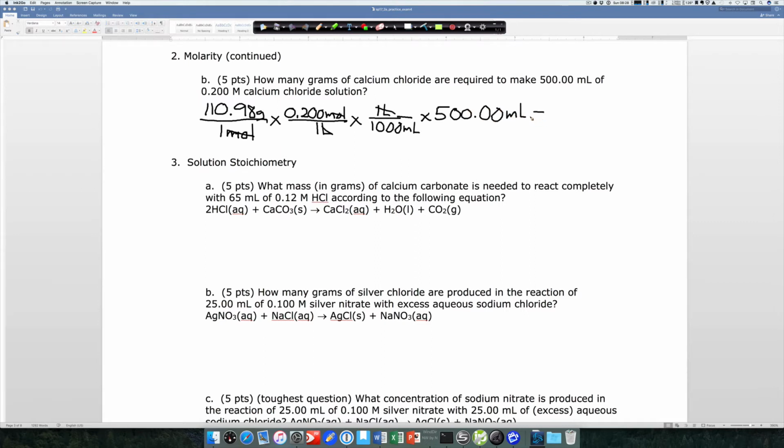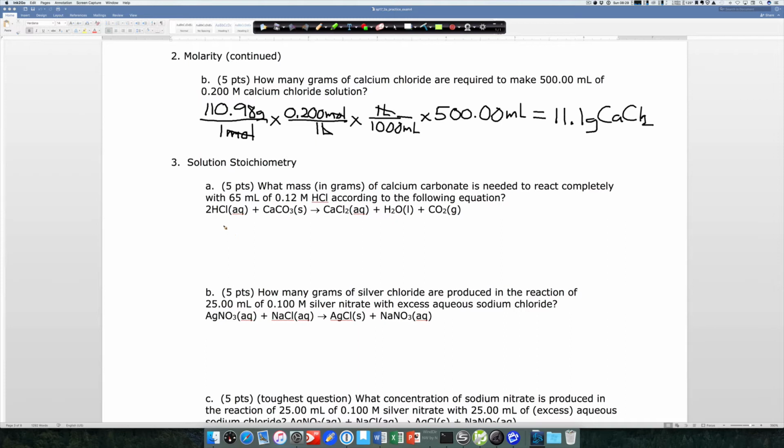And that cancels all the units except for the one that I want, which is the gram amount. Okay, when I calculate this, and with 3 sig figs, I'm looking at 11.1 grams of calcium chloride. Okay, so that's another type of, that's a common calculation when it comes to molarity. How many grams are required to make this volume, which is 500 milliliters at this concentration.